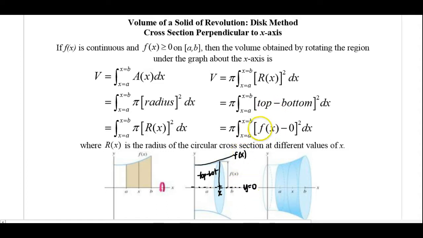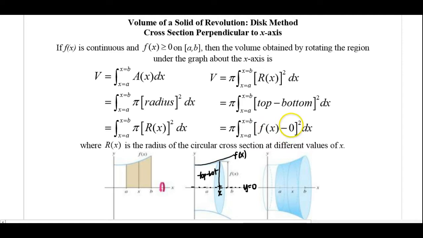So my formula that I'm going to use is pi times the integral from a to b of just f of x squared dx, because we never really write this minus 0. So that's the formula we're going to be using to find the volume of a solid of revolution. So we're going to be typically leaving the pi on the outside, and then setting up our integral from a to b, those limits of integration from along the x-axis, and then top minus bottom.